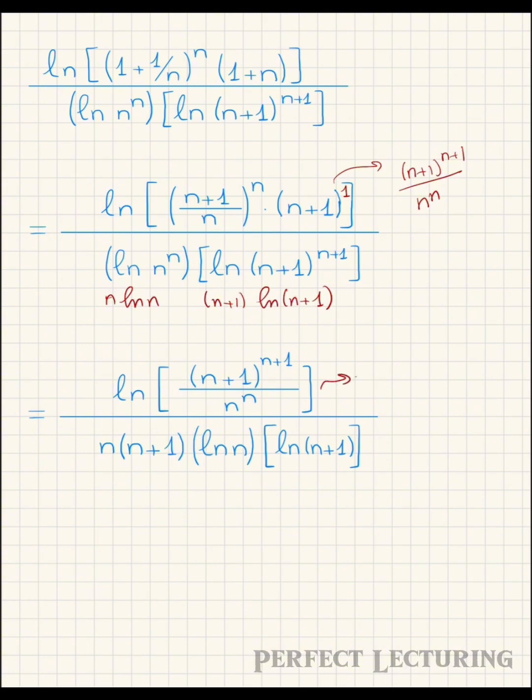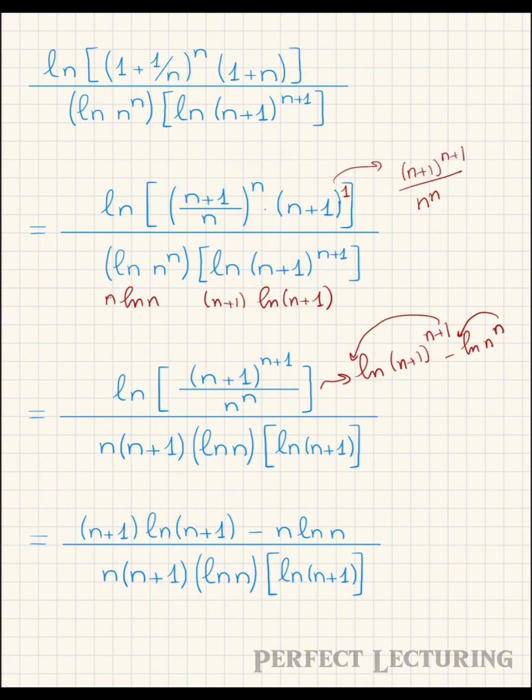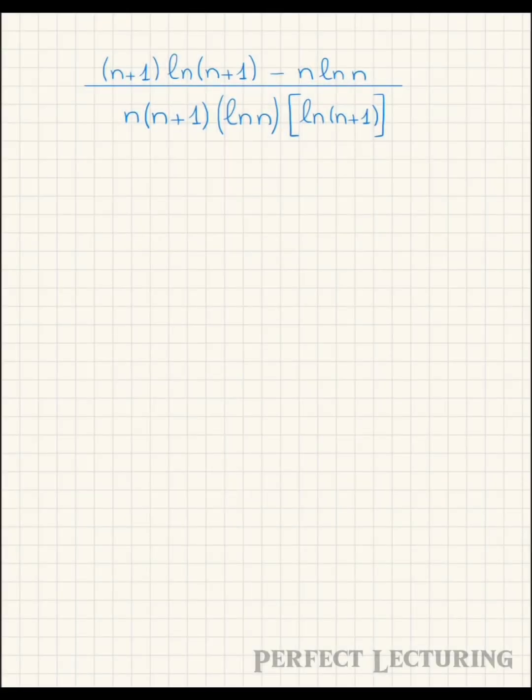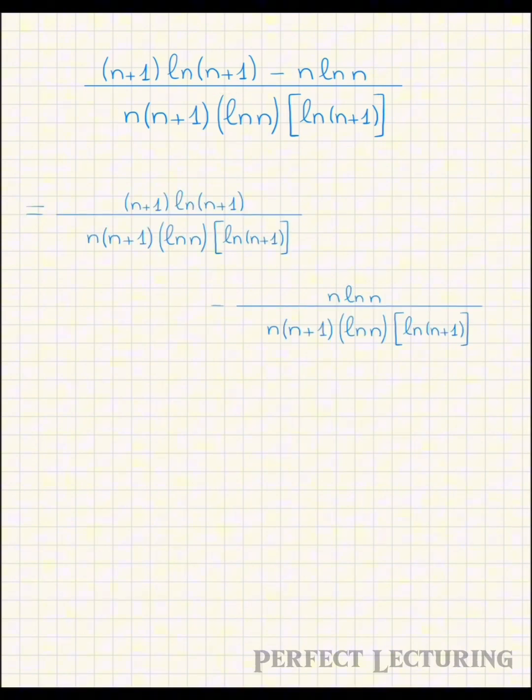The numerator here becomes ln of n plus 1 to the n plus 1 minus the ln of n to the n. Then we bring the exponents next to the lns, and the expression becomes like this. The next step is to separate this fraction into this term over the denominator minus this term over the denominator as well. And this is what I'm talking about.